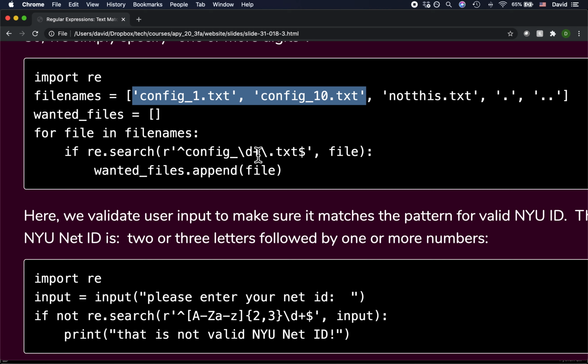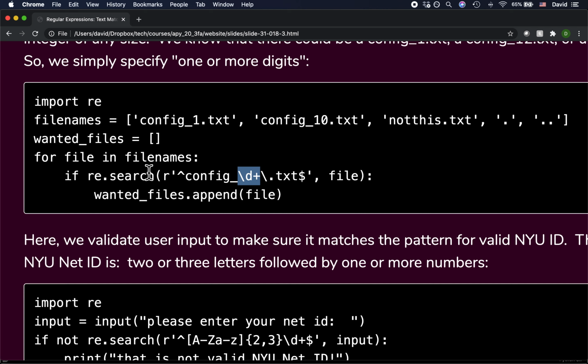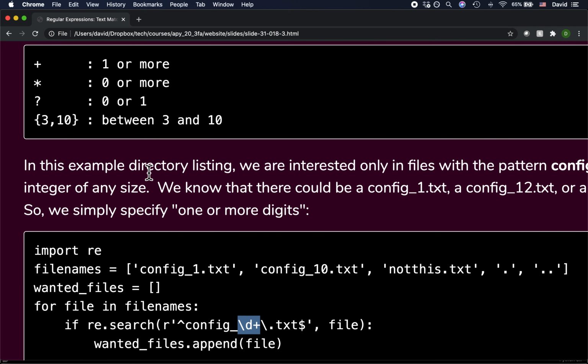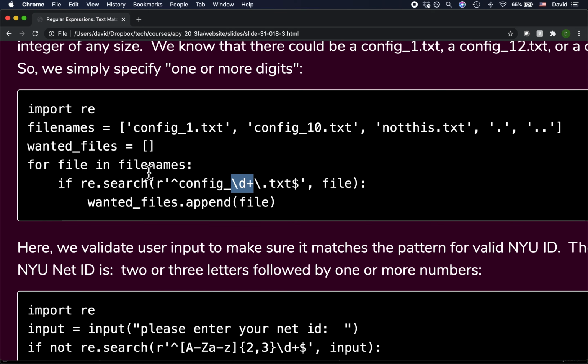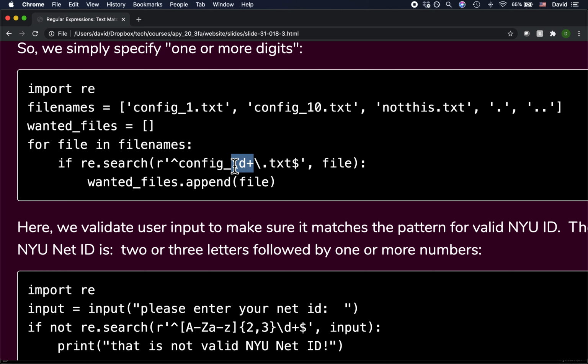And that's what the plus is for. The plus, as we said before, means 1 or more. And the quantifier will be applied to whatever immediately precedes it. So this says 1 or more digits. A digit followed by a plus means 1 or more digits. Therefore, it will match on config_1 and config_10. Indeed, config_ followed by any number of digits.